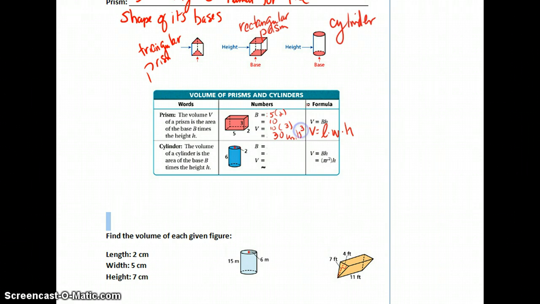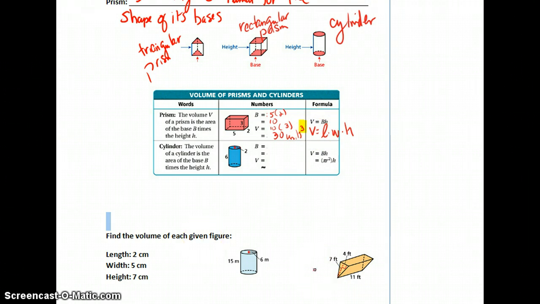units cubed. And this little 3 right here, we put because we're talking about volume, and volume always has 3 dimensions. Notice we did length times width times height. So that's where the 3 comes from. On area, we did length times width. That was only 2 dimensions, and it got a little 2 right up here.